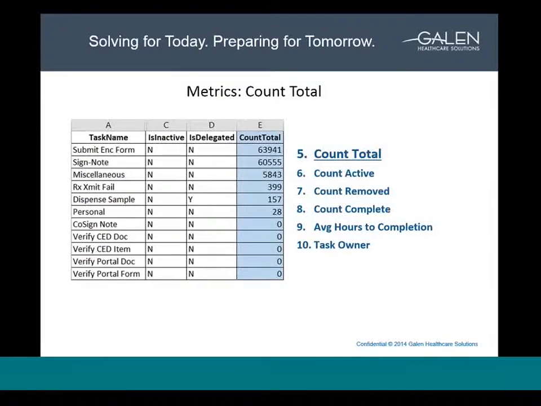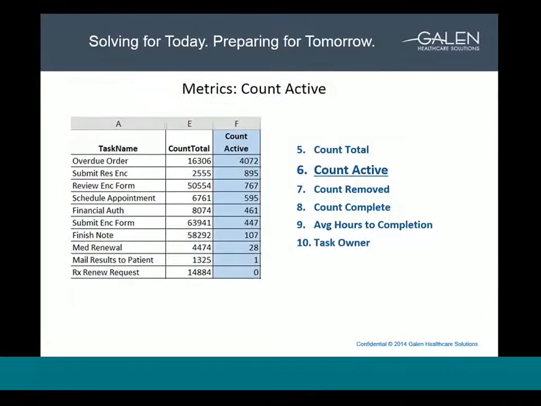The 5th bullet, count total, is going to give us the total number of a specific task. For example, you'll see in the slide that there were 60,555 sign note tasks generated. In the 6th bullet, we want to see how many specific task types are still active. In this slide, you can see that the RX renew requests are being worked to completion, while the overdue orders tasks have a high active to total ratio, which could be a sign for further investigation of the workflow.